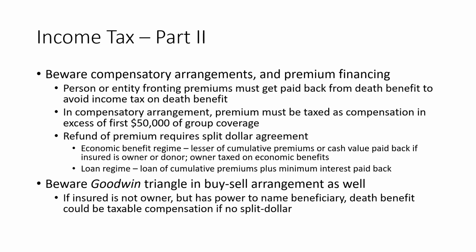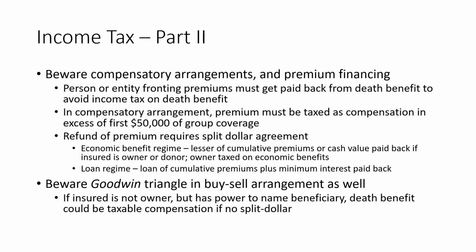Now, in a situation where the insured is the owner, you're typically going to have an economic benefit regime split dollar agreement where when that policy pays out, the lesser of the cumulative premiums or cash value must be paid back to the person who fronted those premiums. Otherwise, in a situation where the insured is not the owner or the donor, under maybe a private type of split dollar agreement, then you have a loan regime where you have basically a loan of cumulative premiums which must get paid back with interest over time.